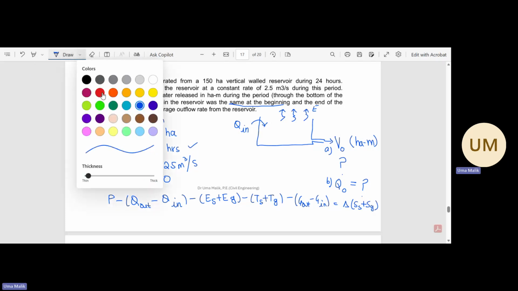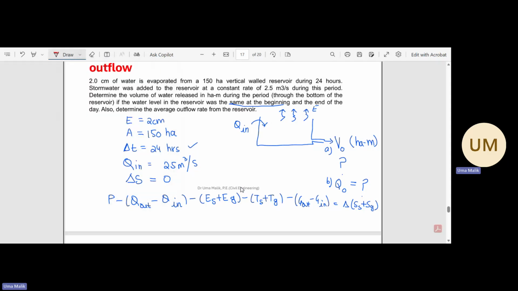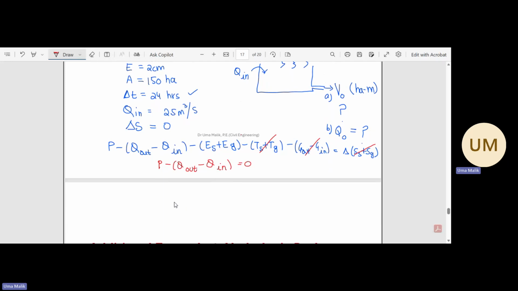Based on this, we can say evaporation is there, transpiration is out, groundwater is out, and we have no change in storage. So what is my final equation? P minus Q out minus Q in is equal to 0. Sorry, we have the precipitation too, so we need to account for that. We have the evaporation too. ES plus EG is equal to 0.